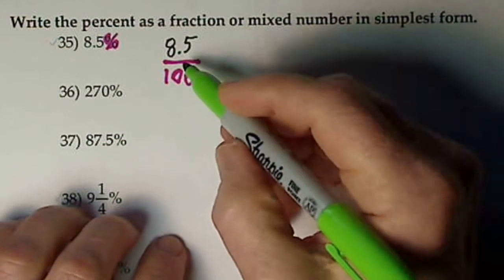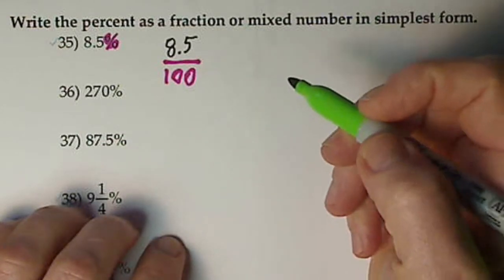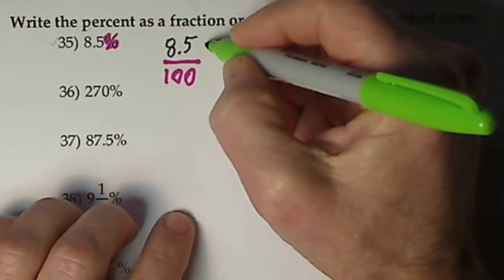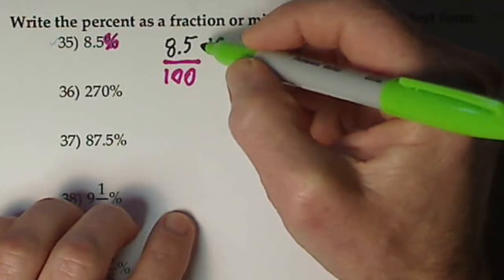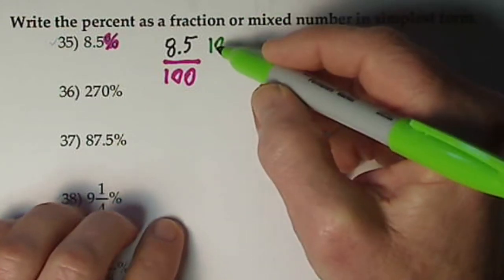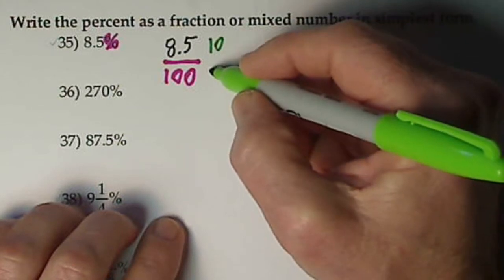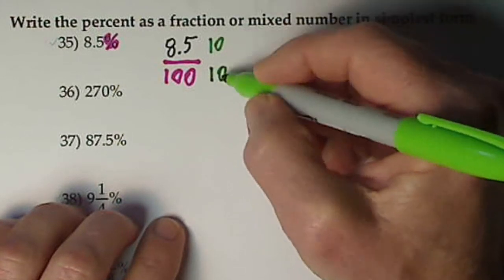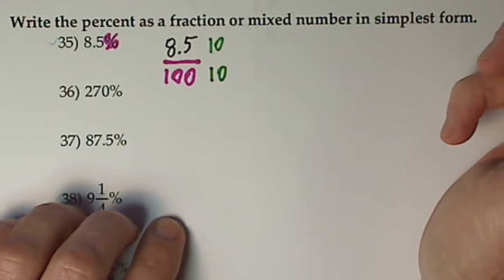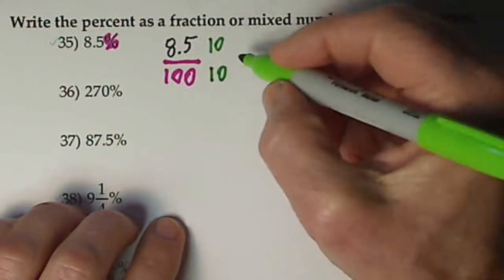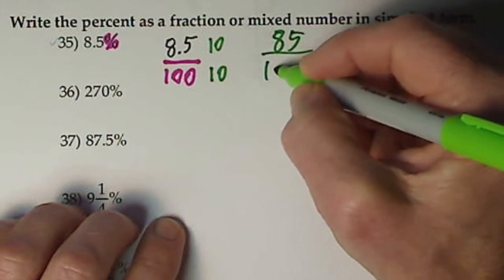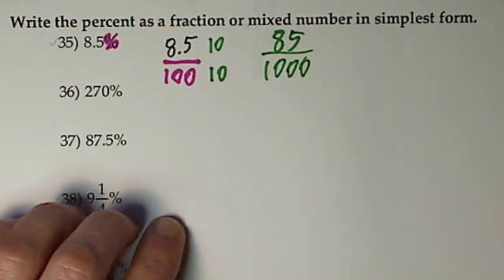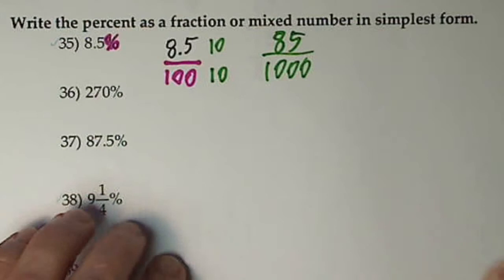So how can I move this decimal 1 place? If I multiply by 10, the decimal will move 1 place. But I can't just walk up and multiply by 10. I can only multiply by a 1. 10 over 10 is 1. So this would give me 85 over 1,000.